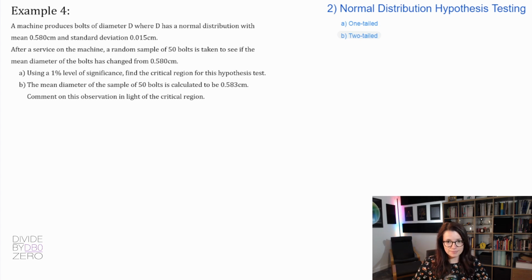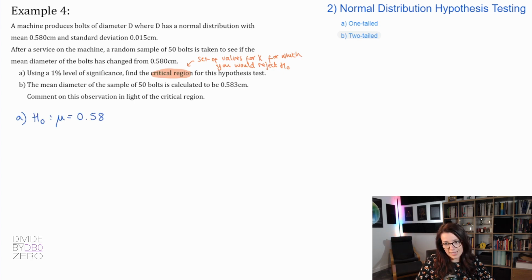So as a reminder, the critical region is the set of values for x for which you would reject H0. So we're going to find the observations of the diameter of the bolts that would enable us to reject the null hypothesis. Let's start part A by writing down the null and alternative hypotheses. So H0, mu equals 0.580. H1, mu is not equal to 0.580 because all it says is we want to see if the mean diameter of the bolts has changed from 0.580.